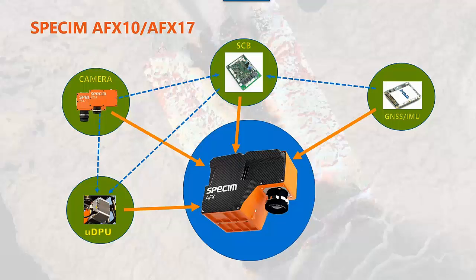In an AFX camera, the FX10 or FX17 is connected to a small micro PC computer, which acquires the data on the SSD drive. The camera is triggered by the system control board, and the system control board gets the navigation data and the pulse per second information from the GNSS IMU and timestamps the image data to navigation data. So this information can be used automatically during the georeferencing post-process. So it's a large benefit.